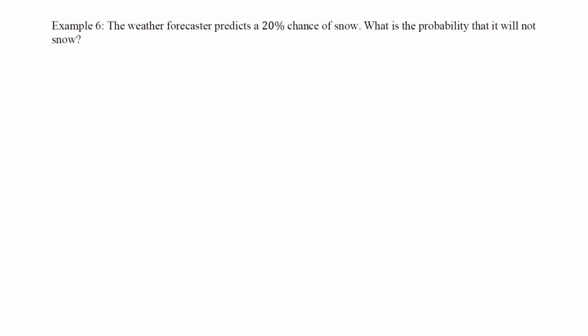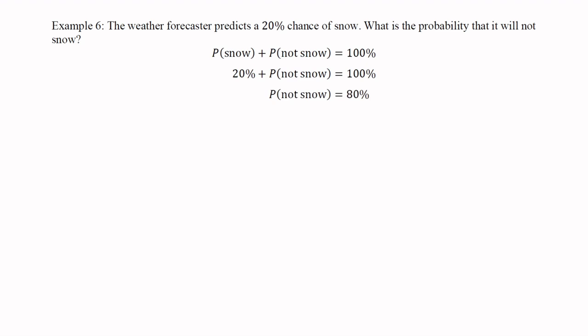The weather forecaster predicts a 20% chance of snow. What is the probability that it will not snow? So the probability that it will snow plus the probability that it will not snow will equal 100%. Well, the probability that it will snow is 20%, and if we subtract 20% from each side, we get the probability that it will not snow being 80%.